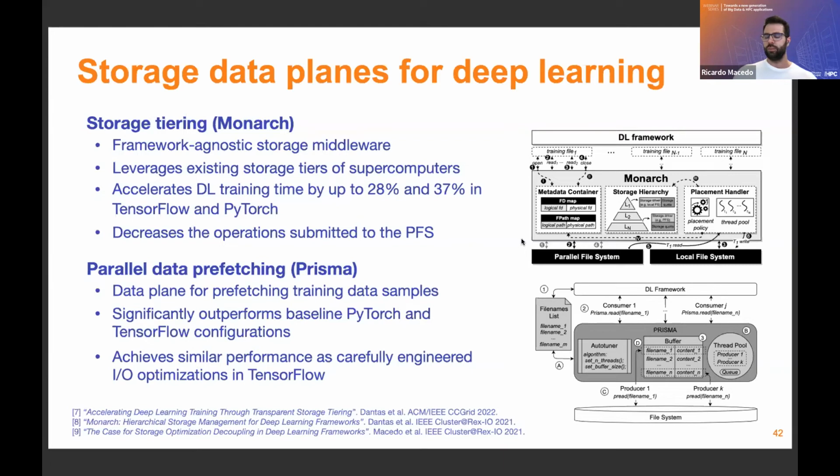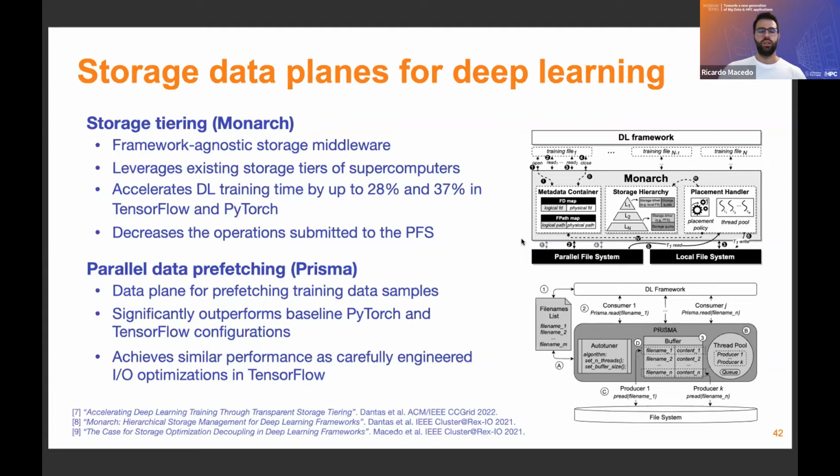This is pretty interesting because there are a lot of operations in deep learning that can generate trouble for the parallel file system, more specifically on the metadata part. So opens, closes, getattrs, and so forth.